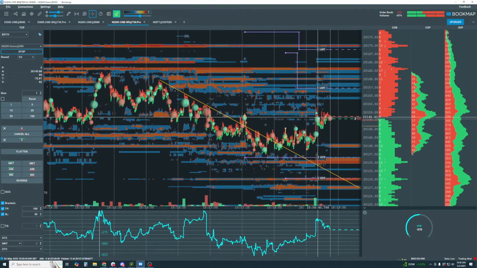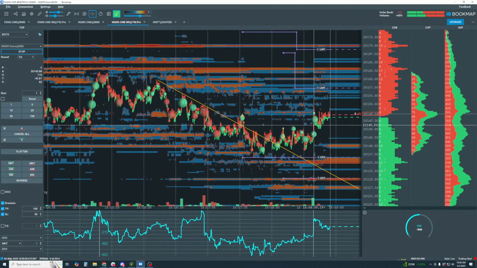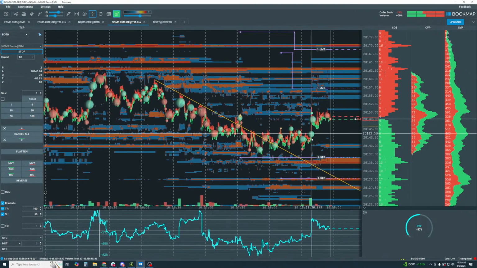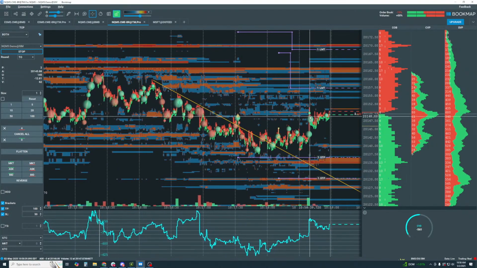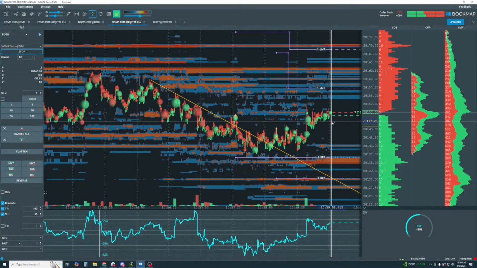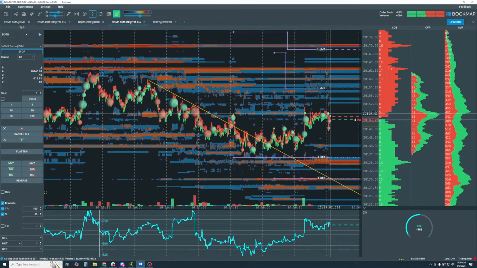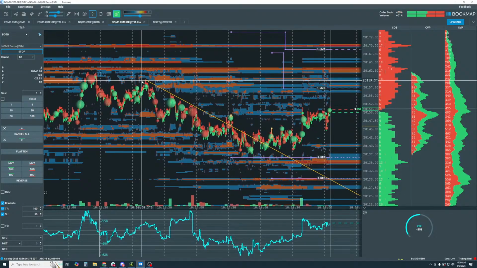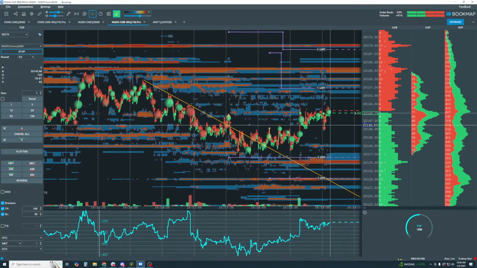Okay, so now let's see if we can get a continuation out of this. So this would be our flag pattern in here, Rob, and we're looking for this impulse and pull away, pull back, and then we're looking for another impulse move back on up to top of the range and high liquidity.